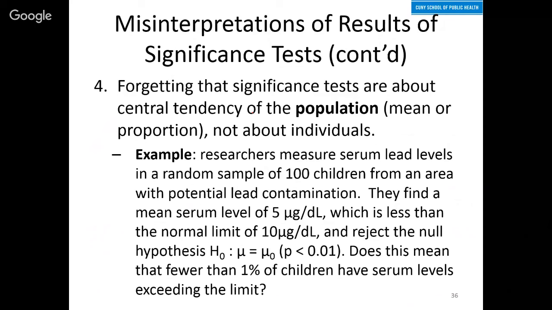Researchers measure serum lead levels in a random sample of 100 children in an area with potential lead contamination. They find that the mean serum level is 5 micrograms per deciliter, which is less than the normal limit of 10 micrograms per deciliter. And they reject the null hypothesis that mu is equal to 10 micrograms per deciliter with a p-value of 0.01. Does that mean that fewer than 1% of children have serum levels exceeding the limit?